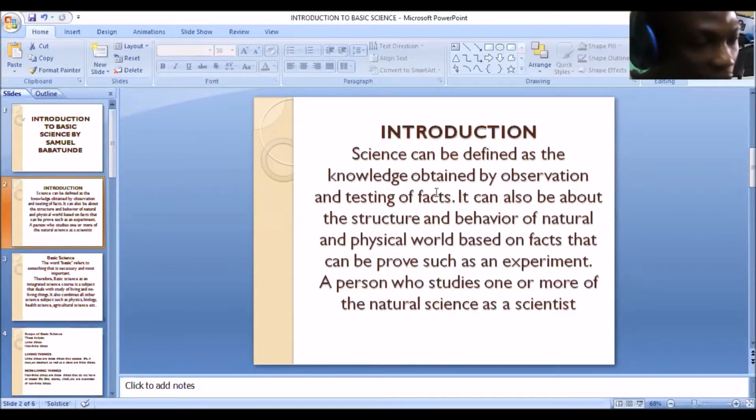So science is like giving an idea or a theory and then backing up your theory with proof. It can also be about the structure and behavior of the natural and physical world based on facts that can be proved, such as an experiment. Like I said, any theory you give without proof is not accepted in science. So science is all about what? Proof. It's all about the structure and behavior of the natural and physical world based on facts that can be proved, such as an experiment.